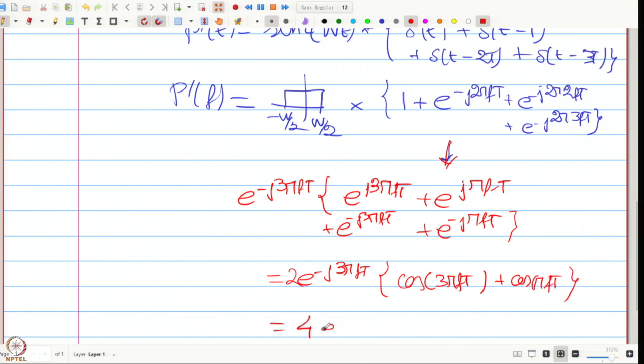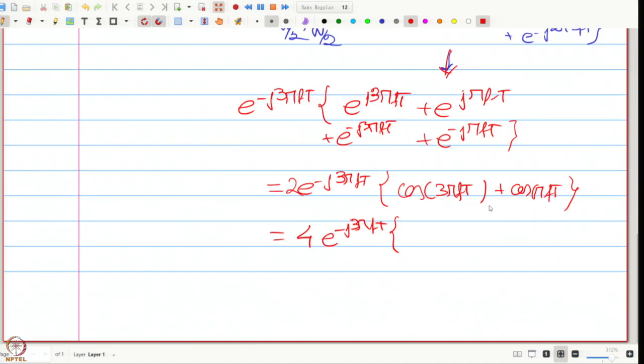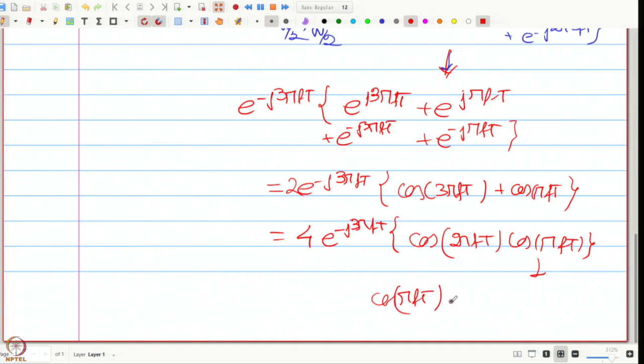If I apply the cos A plus cos B formula, I will get 2 times, so I took the 2 outside, made it 4, cos of (A plus B) by 2, so 4 pi by 2, 2 pi fT, cos of 5 pi fT. Now, if you look at cos of pi fT, where does it go to 0? The first 0 occurs when this is pi by 2, so it is like pi upon 2 divided by pi T, this is equal to 1 by 2T.